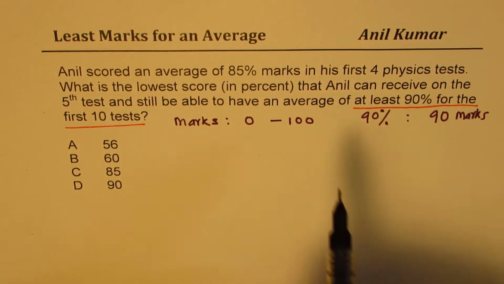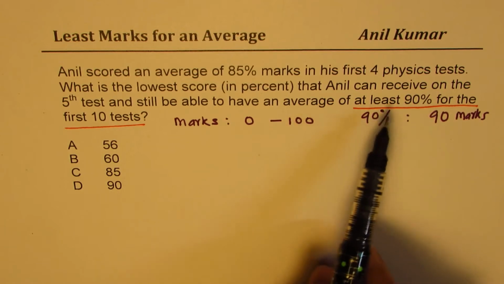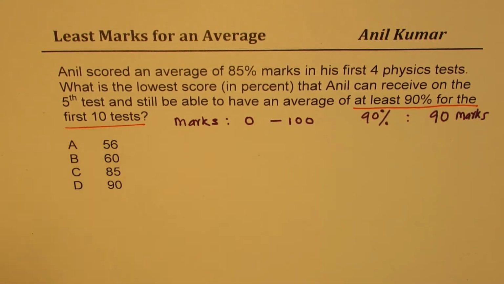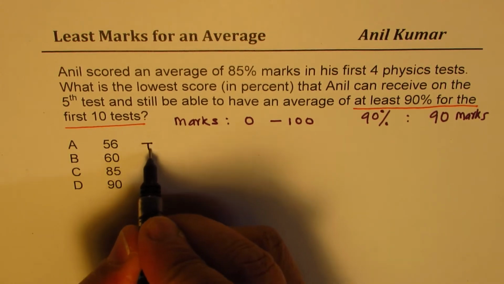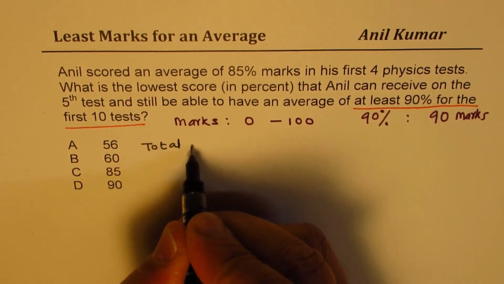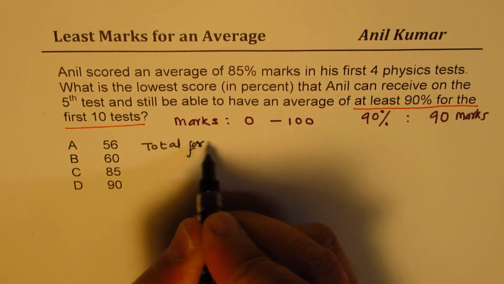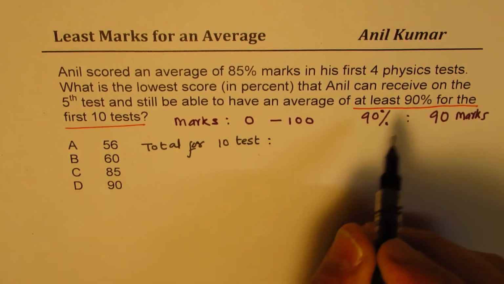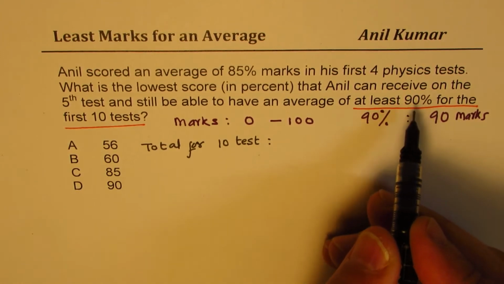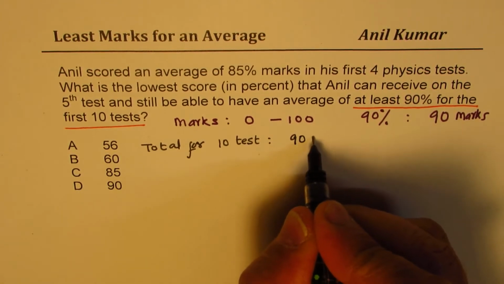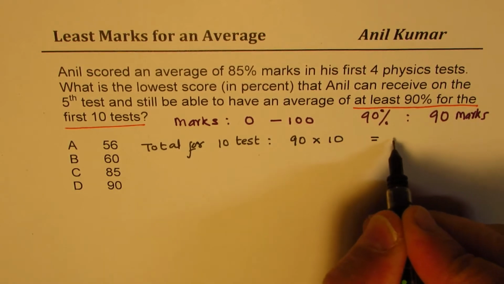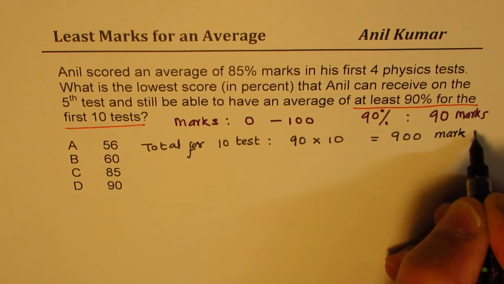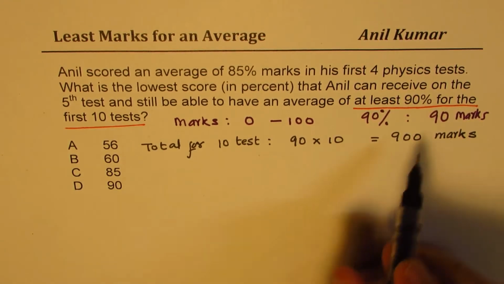Now since we want to have an average of at least 90% for the first 10 tests, that means total marks will be how much? So the total for 10 tests will be how much? 90 in each, right? 90 average. So 90 times 10. So we need a total of 900 marks. Perfect. How many do we have?